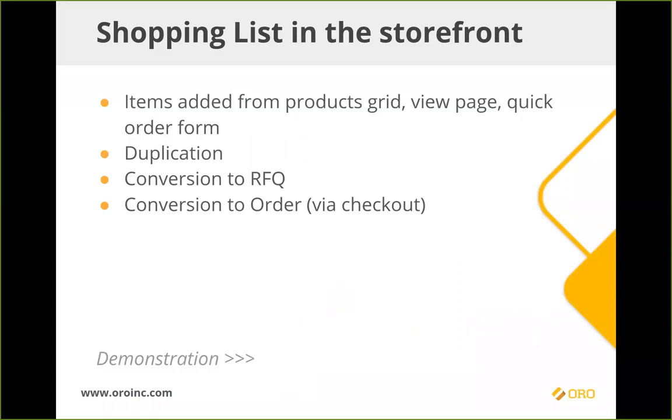Let us start from the shopping list at the storefront. Product items or line items are added there from the product grid, from the product view page, and from the quick order form. You may also duplicate shopping lists, or duplicate only some line items, and you can convert them to a request for quote, or convert them to an order via the checkout. Let us try and see how this works.